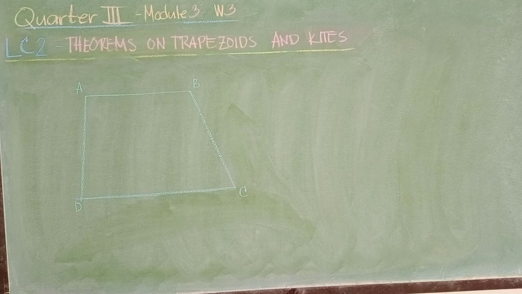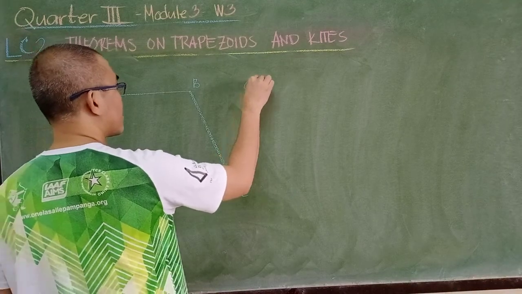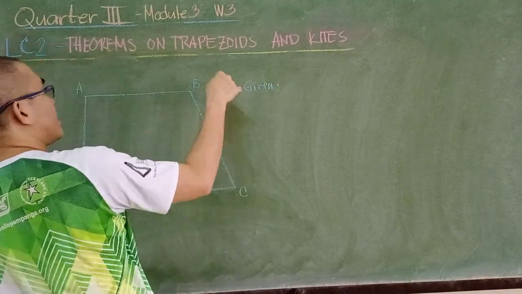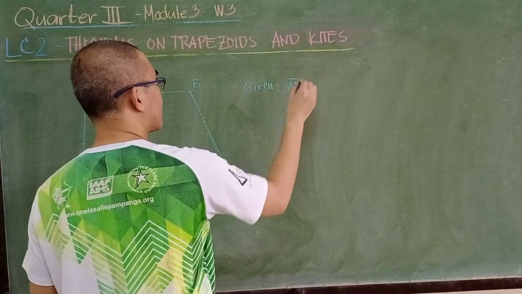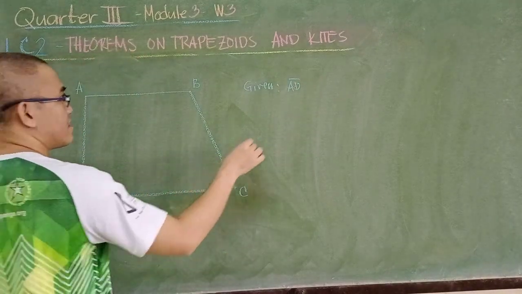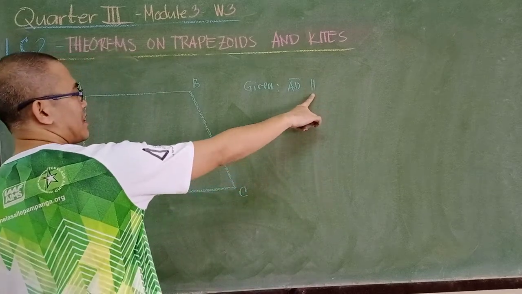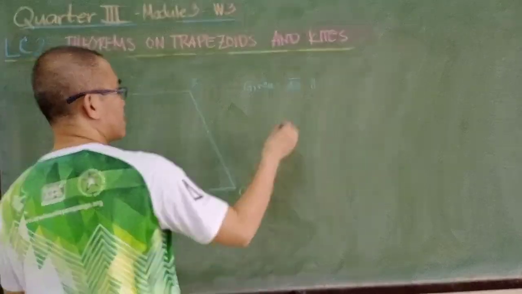Now, let us use the illustration in our module. So, for example, we have a trapezoid with vertices ABCD. The given is that AB is parallel to CD. So, given line AB is parallel to line CD. This is the notation we use for parallel sides. So, this is CD.